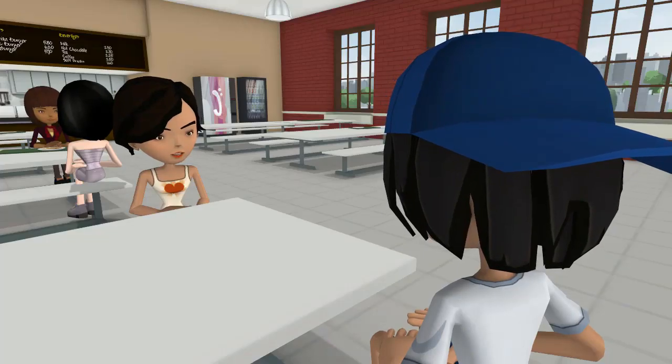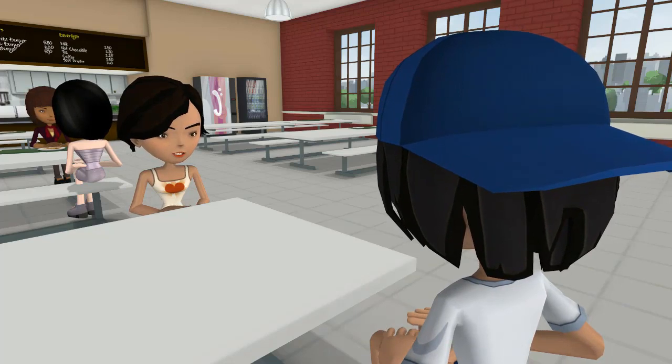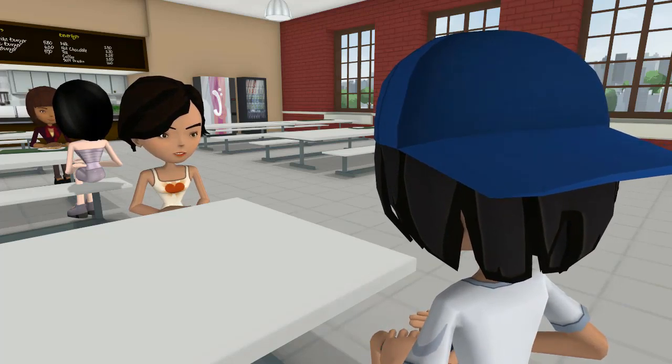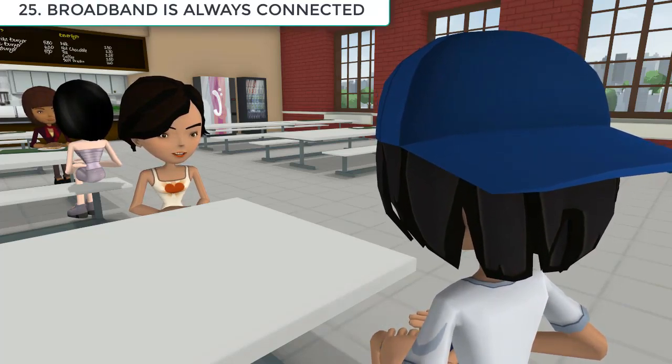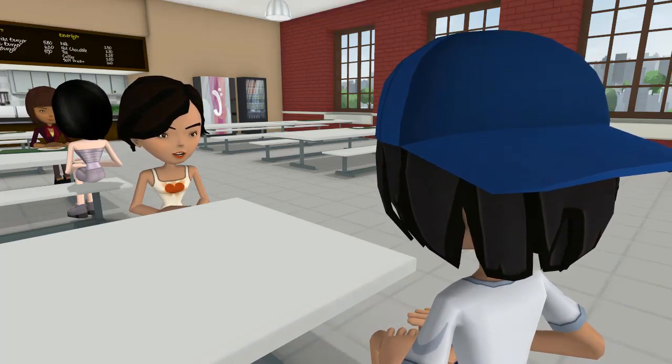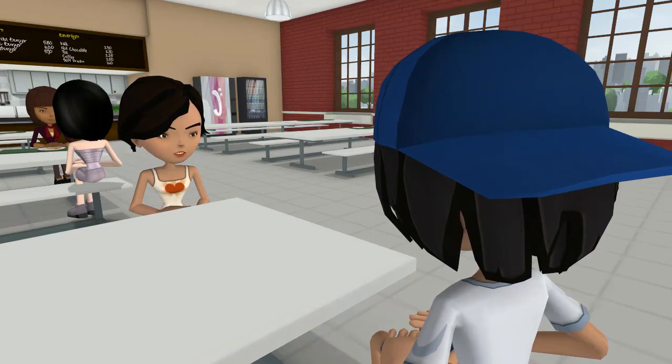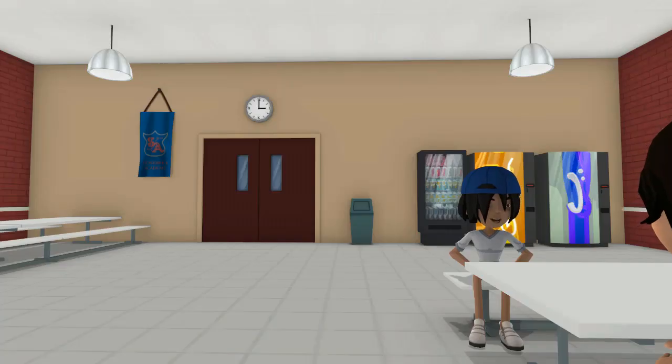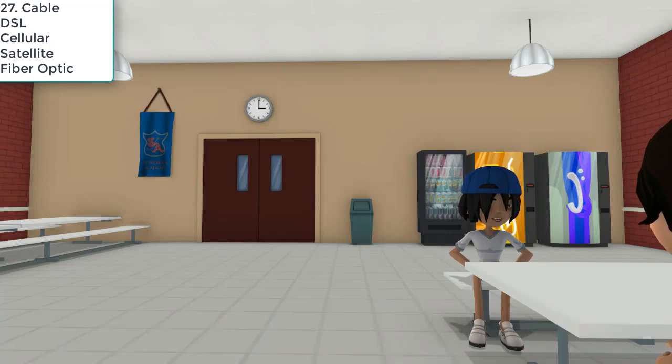I want to try 25 through 27. Internet service that is always connected is known as broadband. With broadband you can have multiple devices connected at the same time. But now we have to list 5 different broadband options for 27. That's easy. We have cable, DSL, which are phone lines, then satellite, which is the slowest.